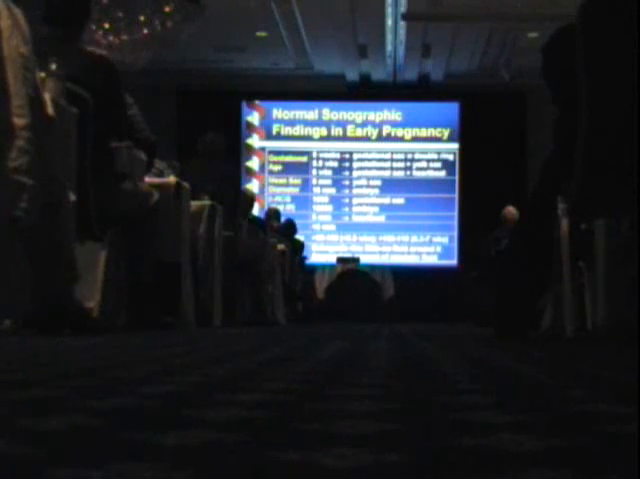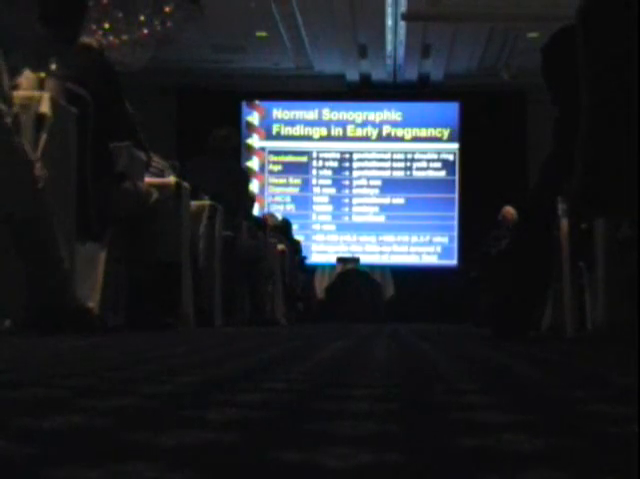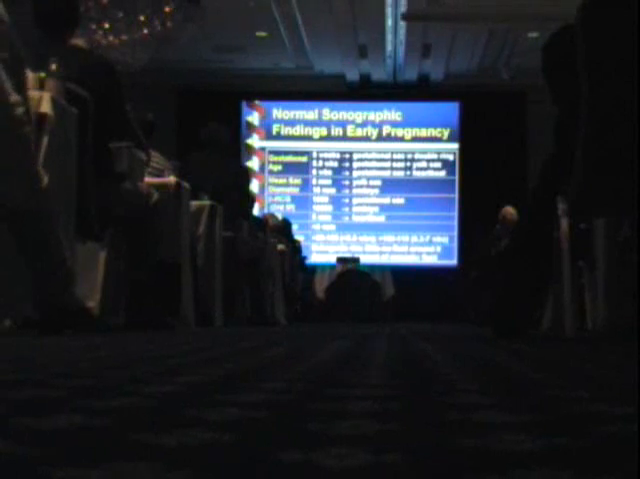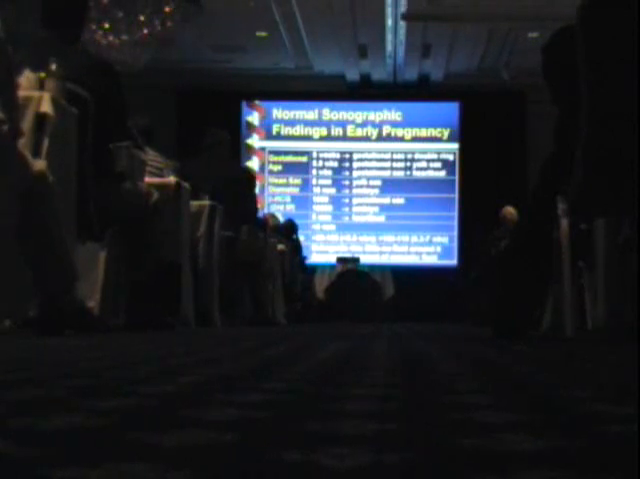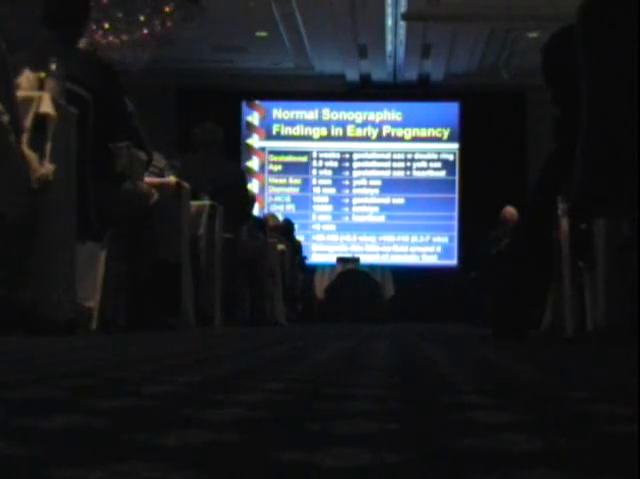Well, before you can say anything or make any diagnoses in the first trimester, you have to know the normal sonographic findings in early pregnancy. Most of the problems, at least most cases of early pregnancy failure, occur very early on, 5, 6, 7 weeks. To be able to diagnose it, you have to know the normal sonographic findings in early pregnancy.